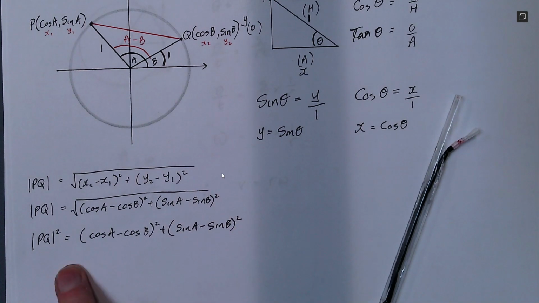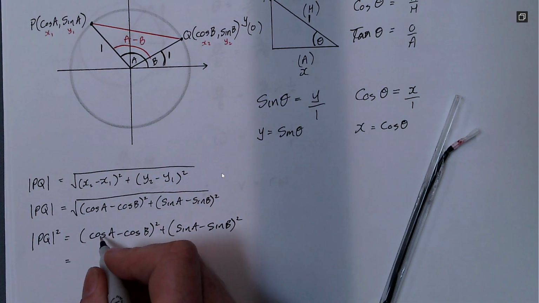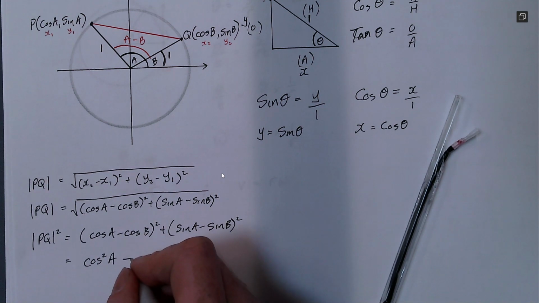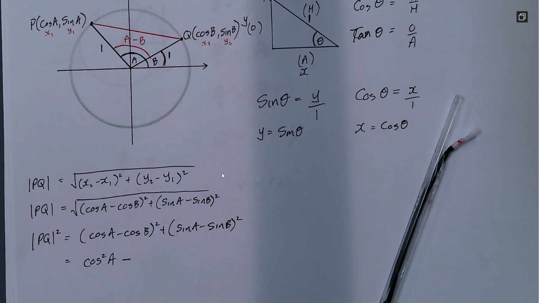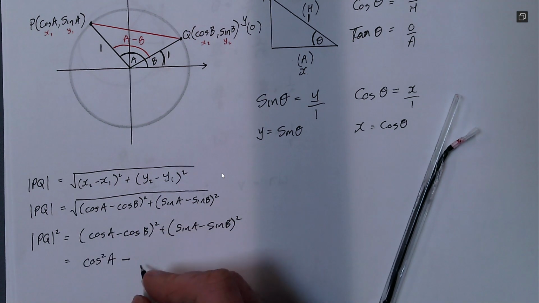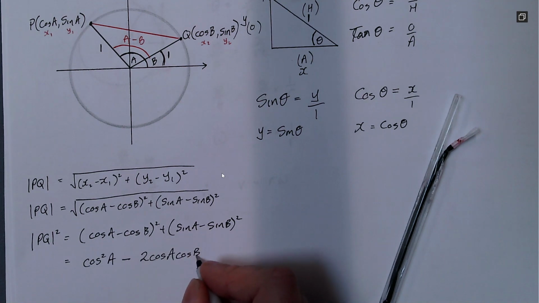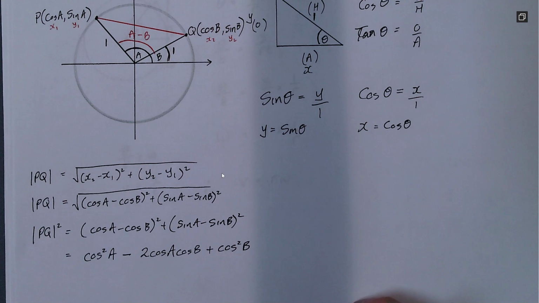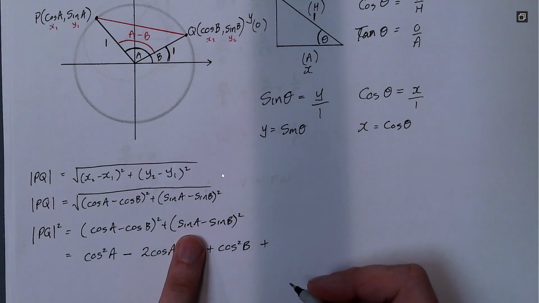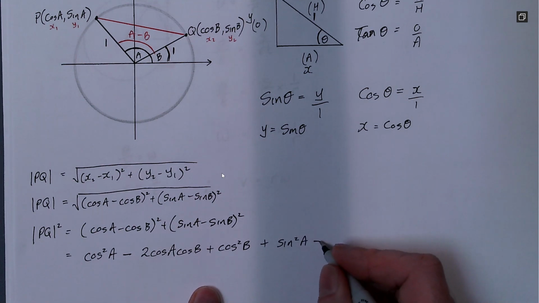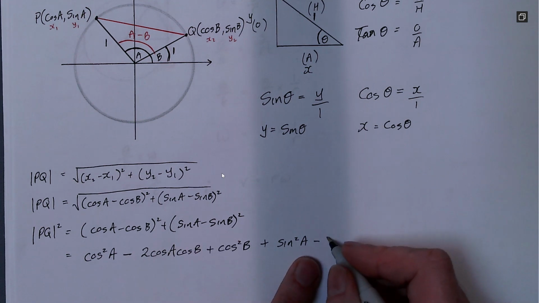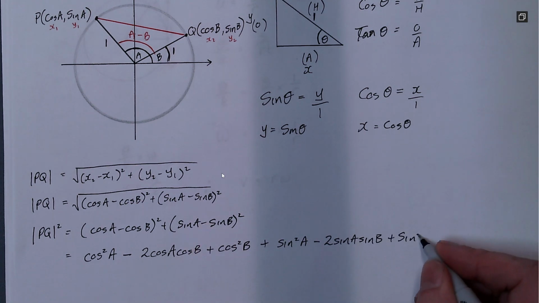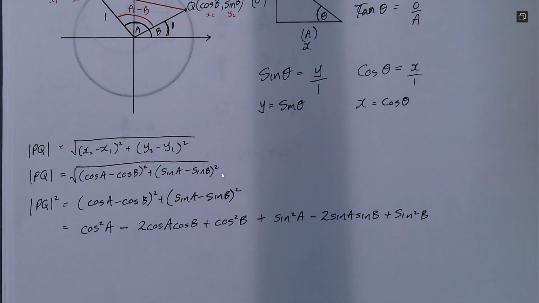Now let's expand. cos A times cos A is cos squared A. Then minus cos A times cos B is cos A cos B, and you double it because of the square bracket, so minus 2 cos A cos B, plus cos B times cos B is cos squared B. Then plus sin A times sin A is sin squared A, minus 2 sin A sin B, plus sin squared B.